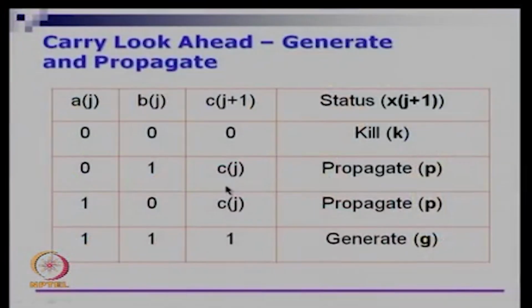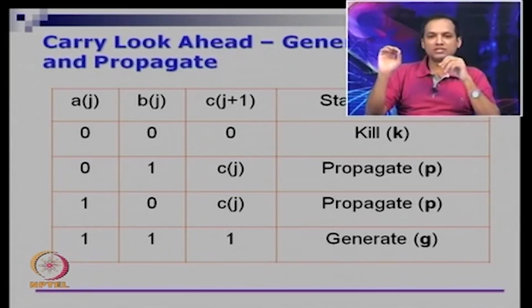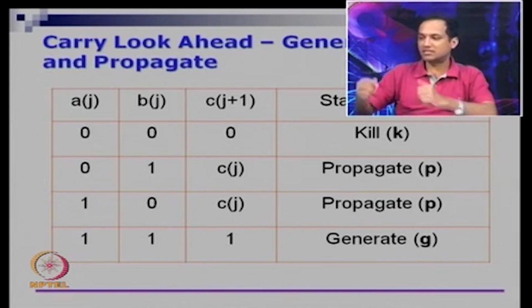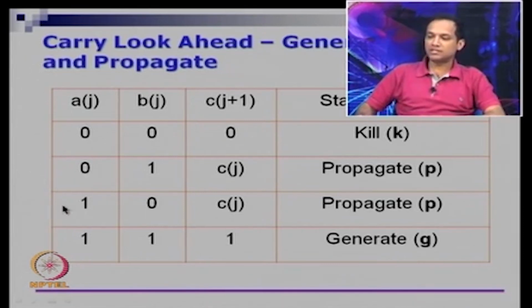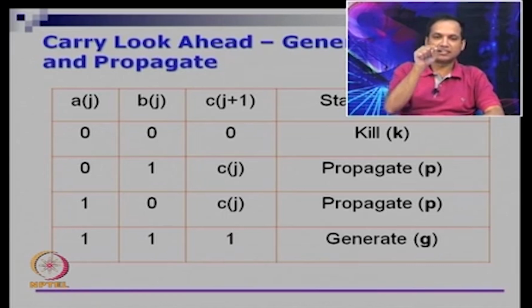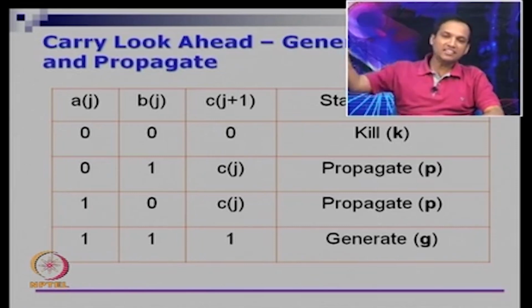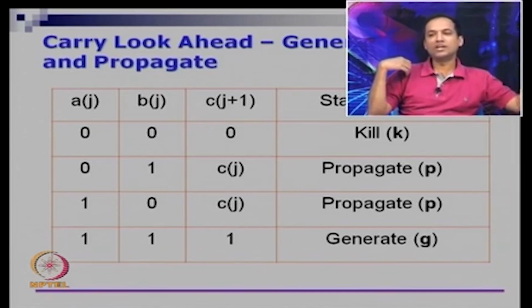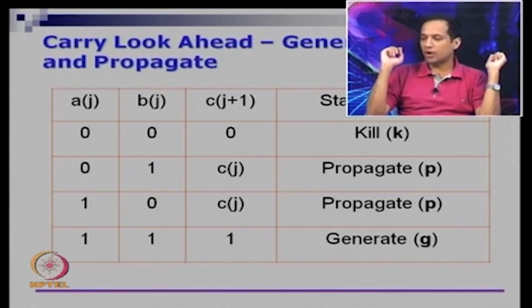If the incoming carry was 0, then I have 0 plus 1 plus 0, which is sum 1, carry 0. So, C of j plus 1 is 0, which is the same as C of j itself. The same thing happens when A of j is 1 and B of j is 0. Essentially, if at the jth location A of j is 0 and B of j is 1, or the other way around, then I will take the carry that is coming in from the previous stage and propagate it to the next stage. So, this is called the propagate condition.